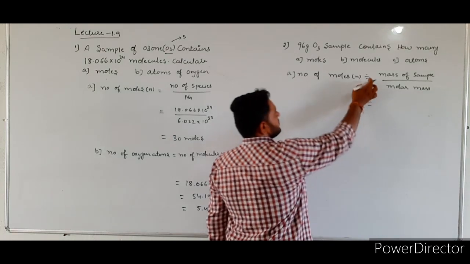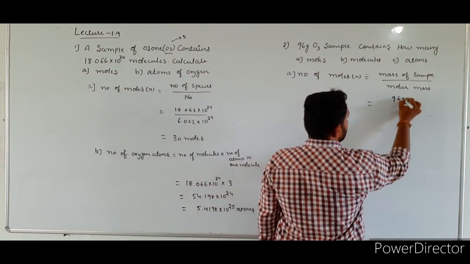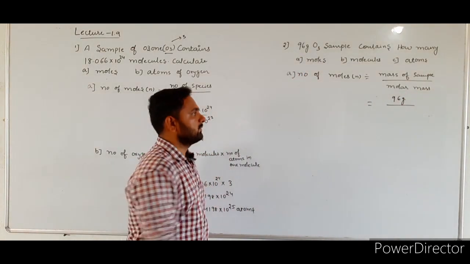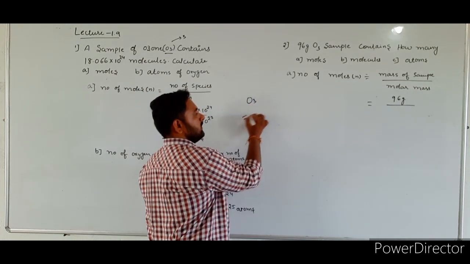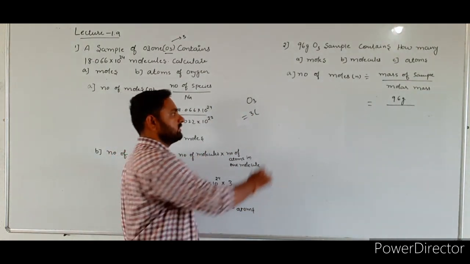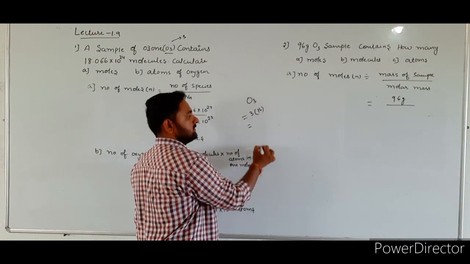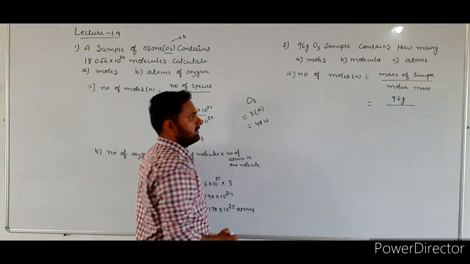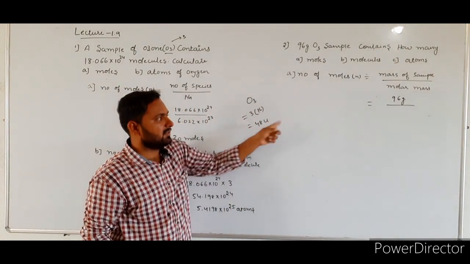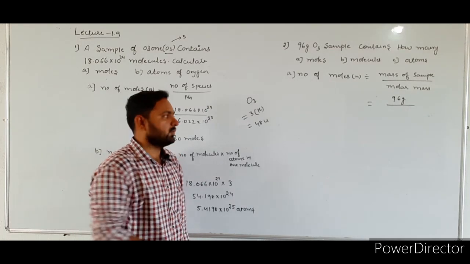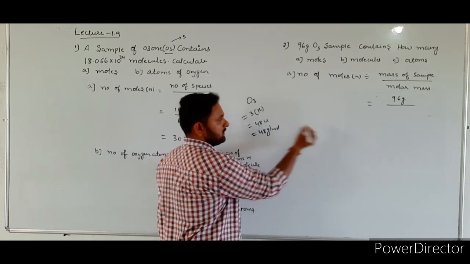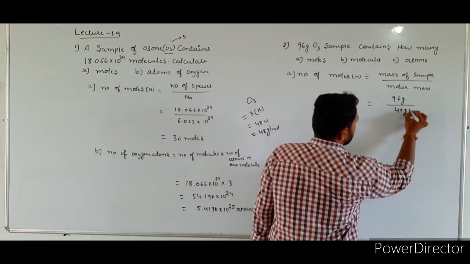Now you apply. What is the mass of sample? 96 gram. Then what is the molar mass of the O3 molecule? Now calculate molar mass. How many oxygen atoms are there? There are 3 oxygen atoms. What is the atomic mass of one oxygen? 16. 16 times 3 is 48 unified mass. But here we need molar mass. Molecular mass and molar mass numerically are equal, but the unit is different. So molar mass is 48 gram per mole.